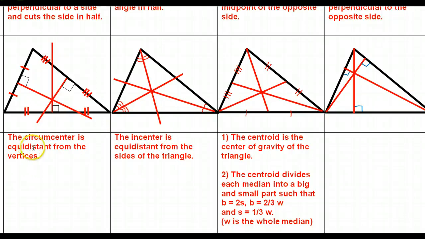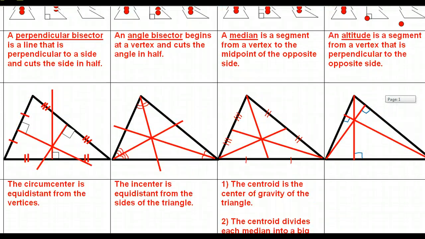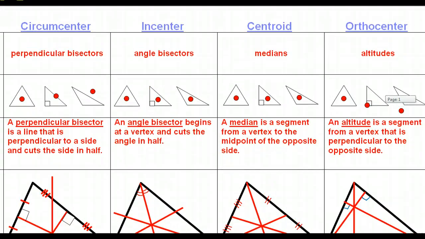One of these triangle centers is equidistant from the vertices. That means it's the same distance to all the corners of the triangle. The other one is equidistant from the sides. All right, that means it's equally distant to the sides of the triangle. Okay, so let's look up and see which one is which.